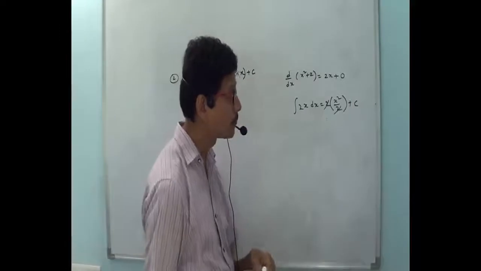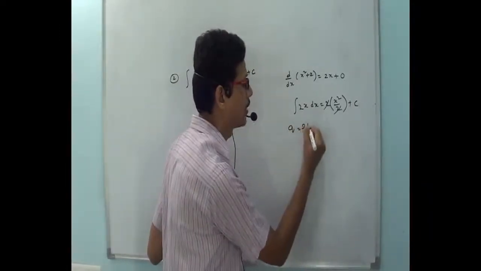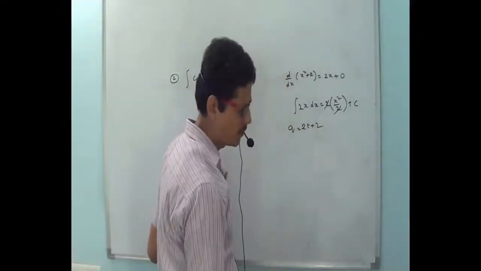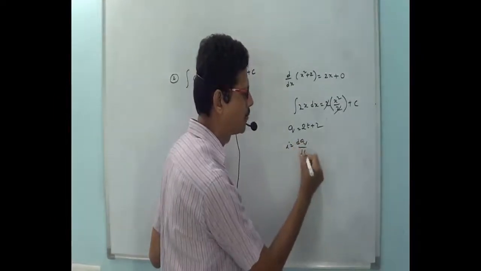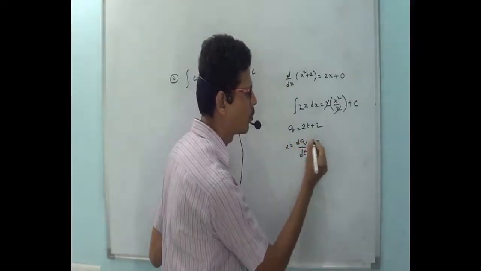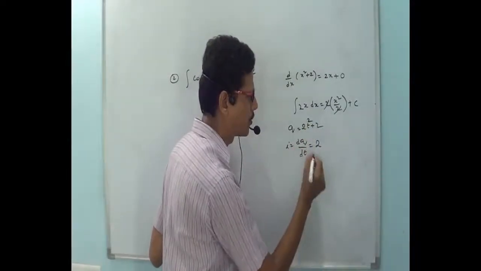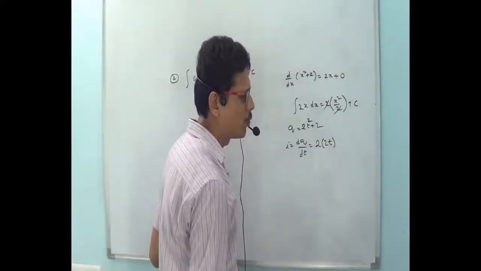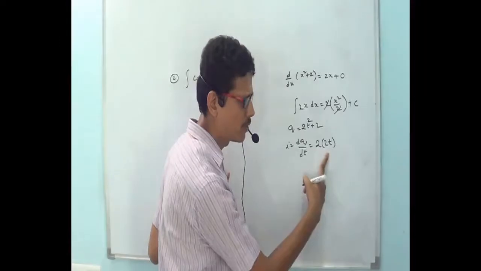For example, you have charge which is given as 2t square plus 2. What is the current after 2 seconds? I will find I is equal to dq by dt. What is the derivative of t square? 2t, 2 into t power 2 minus 1, 2t. Now this is the current which is varying with time.